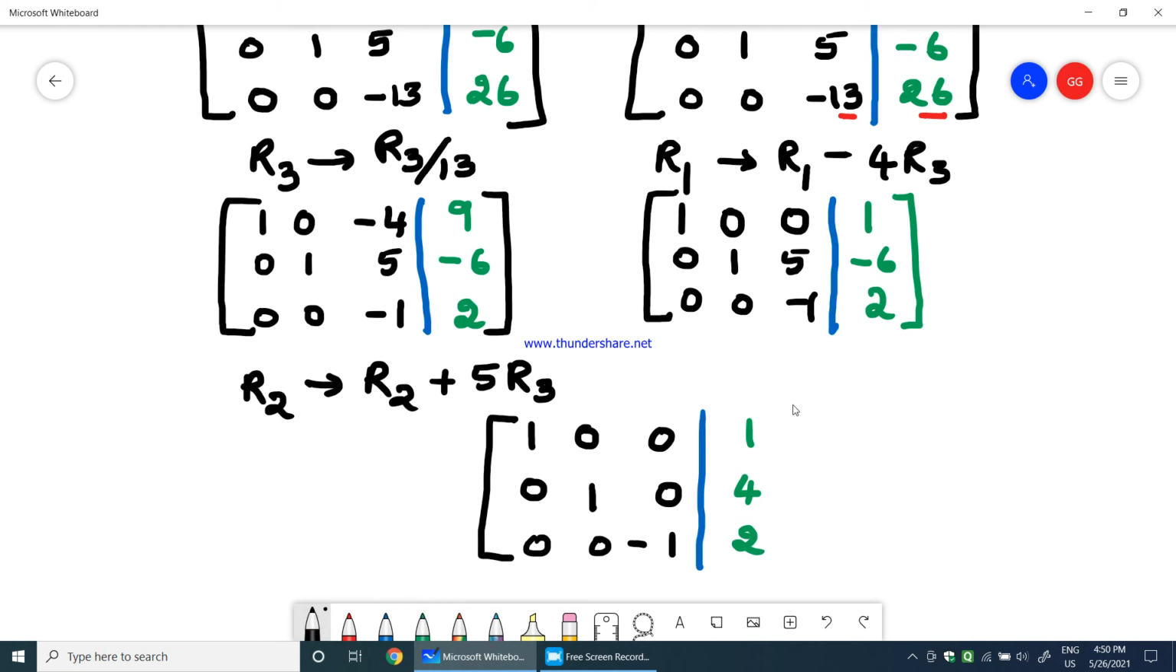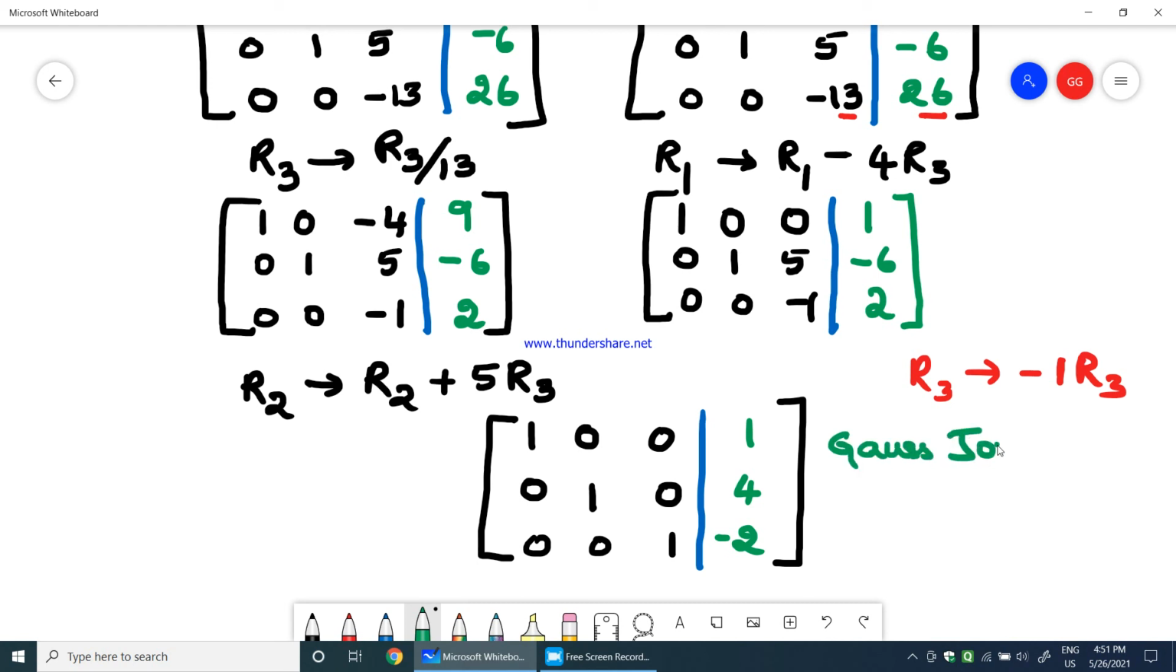Now I have negative of 1 here, so I'll just multiply it by minus. I'll multiply R3 to be equal to negative 1 times R3. So what will I get? I'll be getting this as plus, whereas this will become minus. So this is the Gauss-Jordan eliminated reduced echelon matrix.